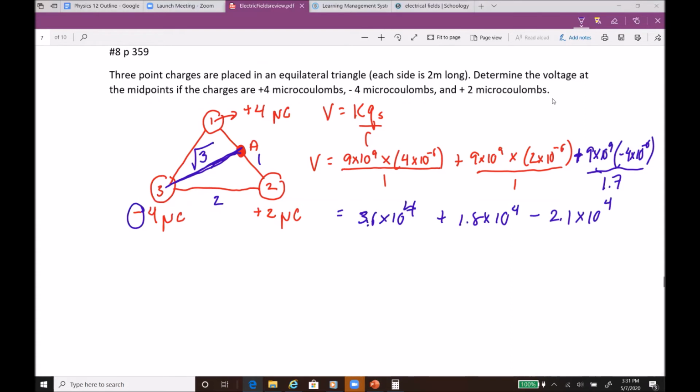If we add that all up, that would be around 3.3 times 10 to the 4, because 3.6 and negative 2.1 give about 1.5, plus 1.8 is about 3.3 times 10 to the 4. So point A would experience a voltage of about 3.3 times 10 to the 4 volts. You would do the same method for this point and then for that point. Okay, let's move on.